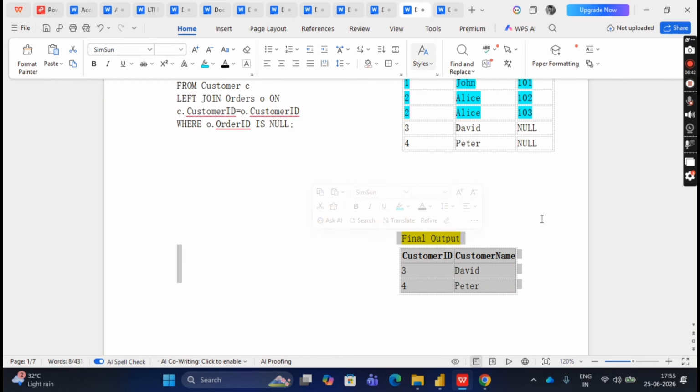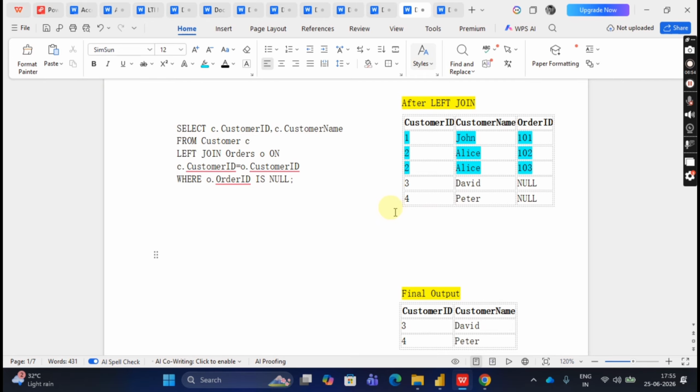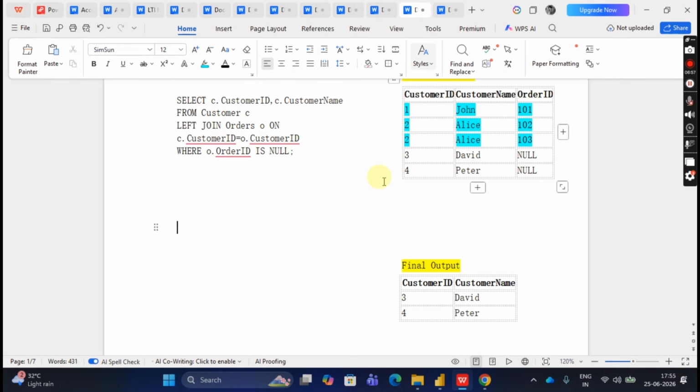So this is the ask of the problem: write a SQL query to find the customers who have never placed an order. So this will give you all the customers who have not placed an order. So left join is the go-to join for solving this kind of problem. Okay, so we'll understand more with another example.